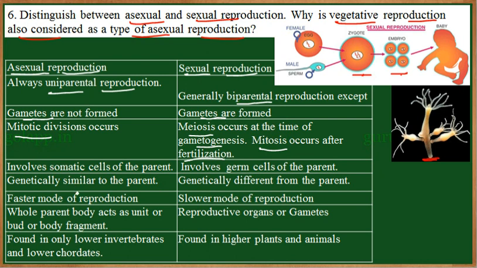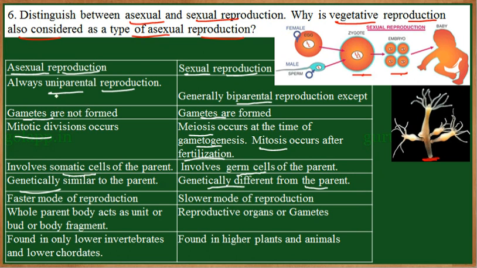The next difference is that asexual reproduction involves somatic cells, whereas sexual reproduction involves germ cells. Now, in asexual reproduction, the offsprings obtained are genetically similar to the parent. They are called clones of the parent. Whereas in sexual reproduction, the offsprings are not genetically similar to the parent. They show variations.